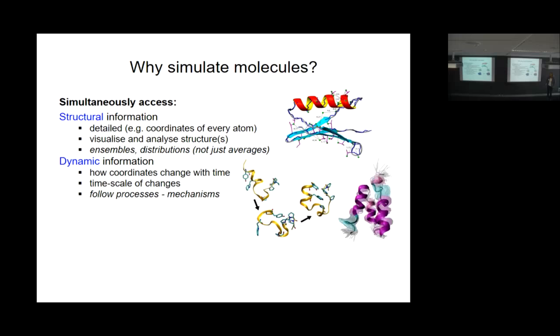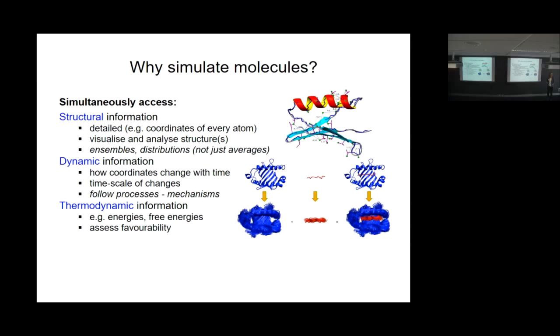And then the third thing is you also get thermodynamic information. So we can probe the energetics of the system. So not just where does everything go, but how favorable were those different structures and processes. So we can get energies, we can get free energies as well if we put in a lot more effort. And that can help you talk about how favorable the situation is. So things like drug binding or ligand binding to a protein will be really important to understand, not just the process by which it happens, but how likely it is to happen.